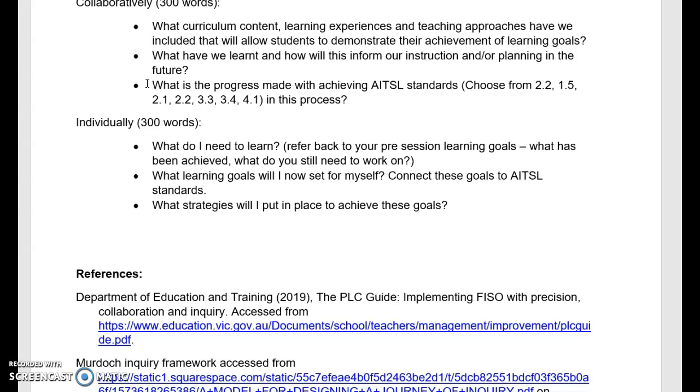And lastly, what strategies will I put in place to achieve these goals? Here, provide specific examples about how you plan to address and achieve the goals that you mentioned in the previous dot point. So here we're really looking for a clear link between the three. Okay, you're not regurgitating what you're saying in all three, but there has to be a common theme between the three dot points. So you've got 40 minutes to complete both parts of this reflection.